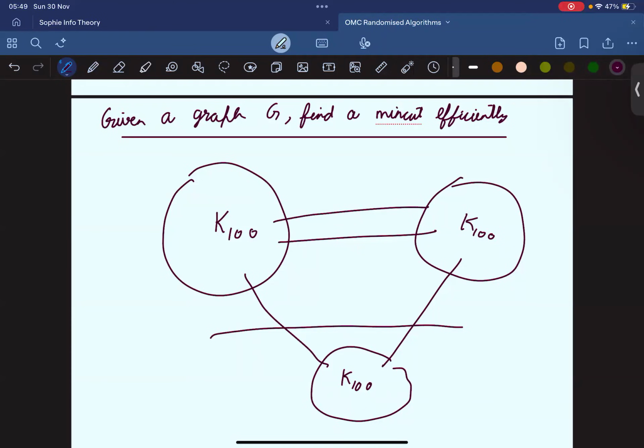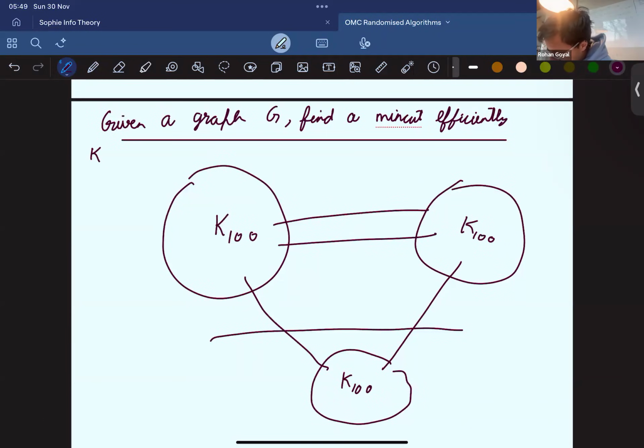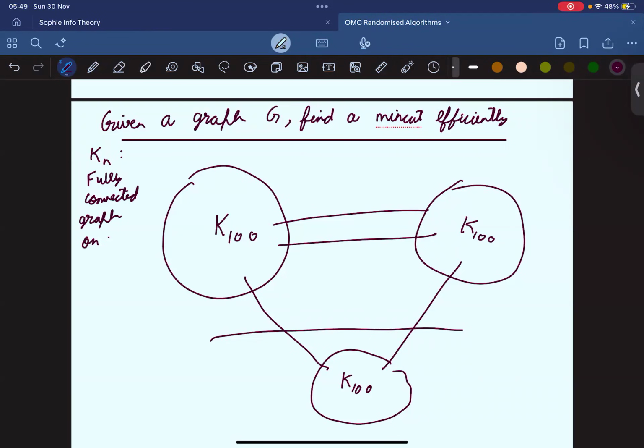Can you explain what is K100? Oh, I'm sorry. I just meant Kn is a fully connected graph on n vertices. And what does connecting the graph with edges mean? Like you connected two graphs with edges. There are nodes inside, right? Just pick some nodes inside. Okay.